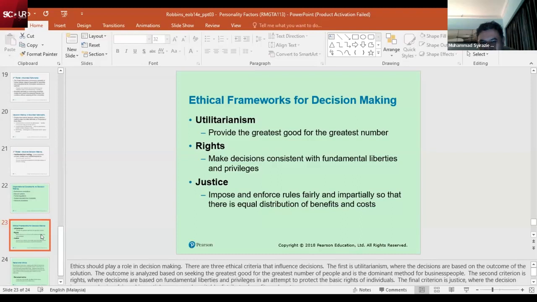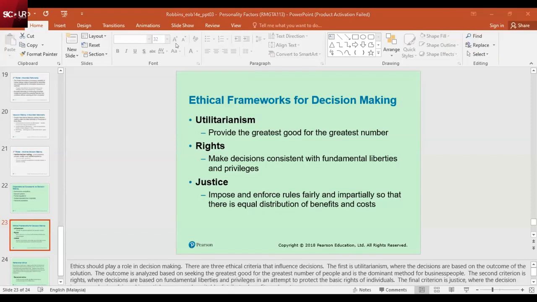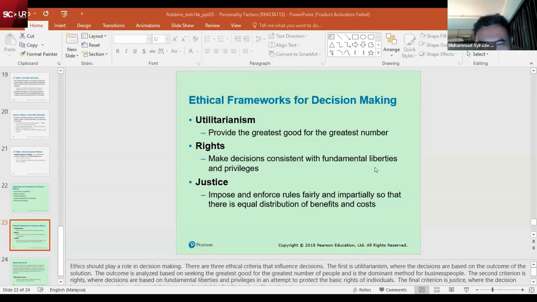Utilitarianism. You understand or not? Faham tak? Benefit untuk ramai supersede benefit untuk orang yang sedikit. That's utilitarianism. Faham? The keyword is you cannot make everyone happy. Right? This is why I like to teach experienced students.